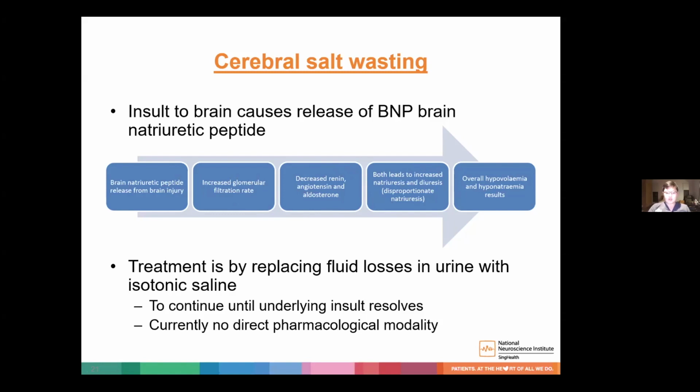The treatment of this is just by replacing fluid losses in the urine 1-for-1 with isotonic saline, and to continue this treatment until the underlying insult resolves, usually when the brain injury recovers. Currently there's no direct pharmacological modality by which we can block the release of BNP.